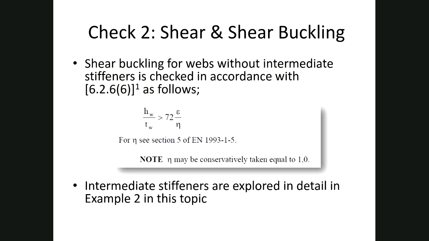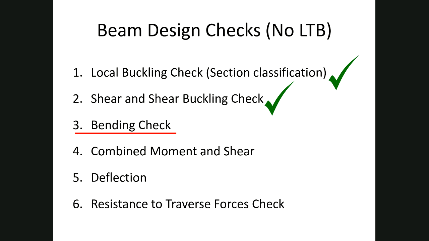We also have to check for shear buckling, or check to see if we have to do detailed calculations on shear buckling. Shear buckling for webs without intermediate stiffeners is checked in accordance with 6.2.6 in Eurocode 3 part 1-1, where we have the height of the web divided by the thickness of the web. If that's greater than 72 epsilon divided by eta, then we have to do a more detailed calculation and go to Eurocode 3 part 1-5. Eta we normally take conservatively as 1. Epsilon is the square root of 235 divided by fy. Once we're below that limit, we don't have to check for shear buckling. If we do have shear buckling, we can put in stiffeners to make the web stiffer so it doesn't buckle.